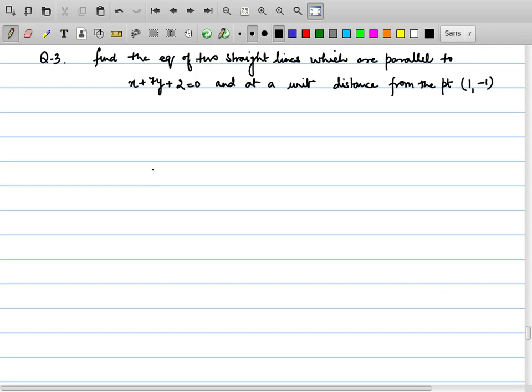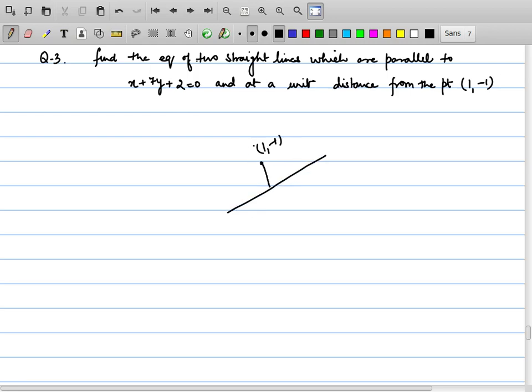Okay. So what does this say? It says I want two straight lines which are parallel to this line and which are at a distance of 1 unit from this point. Let's say the point is (1, -1). I want a straight line which is at a distance of 1 unit from this line.